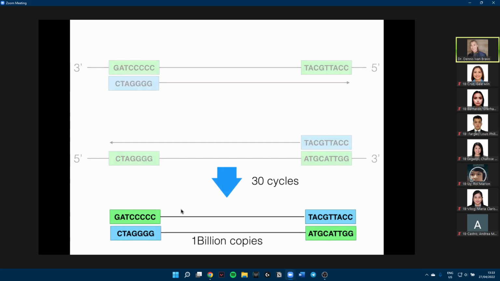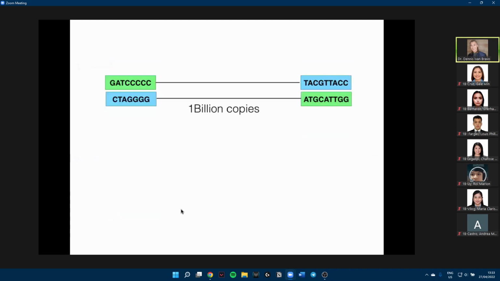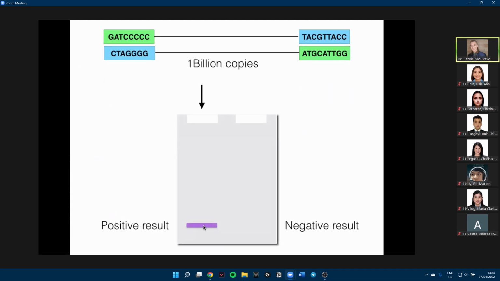Then we try to detect these particular amplicons using gel electrophoresis. If there's the presence of a band, it means we're successful in amplification. That means there's sufficient amount of virus that you can actually amplify. If you have a negative result, that means the virus cannot be detected. There's not enough copy perhaps, or it's not even there. So that gives a negative result.